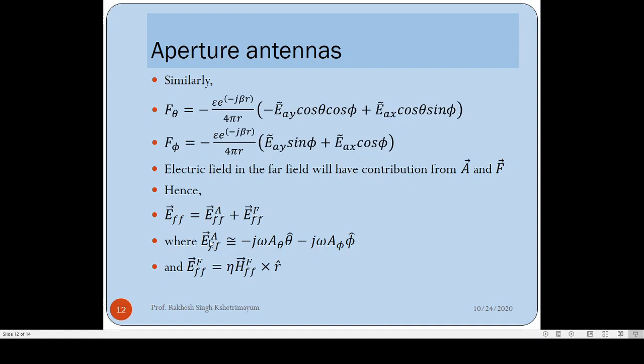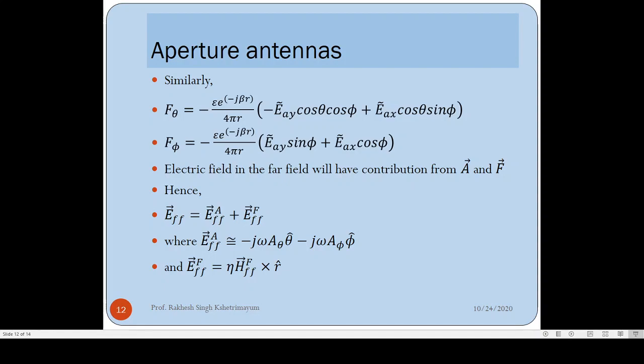So what is the electric field in the far field with the contribution from the A vector? That will be simply minus j omega A theta theta hat minus j omega A phi phi hat, because you know that the electric field was the negative gradient of electric potential minus dA by dt. What is dA by dt in the far field? When you have time harmonic fields, d by dt will be replaced by j omega. In that case, the negative gradient of electric potential doesn't have any contribution in the far field of the antenna. So it is negligible, and the only contribution will be minus dA by dt.